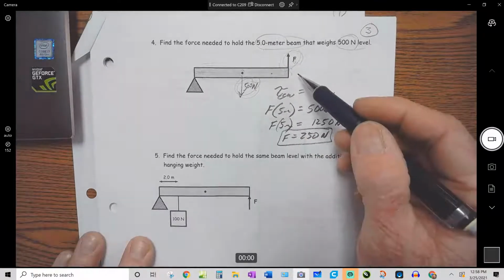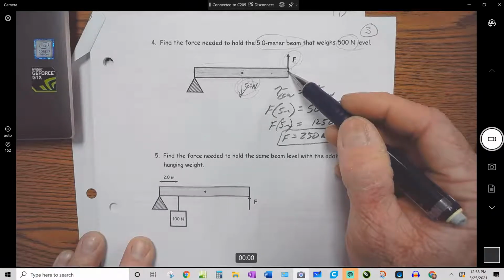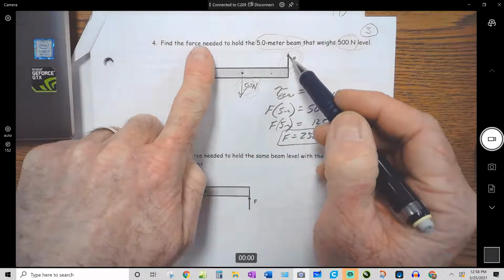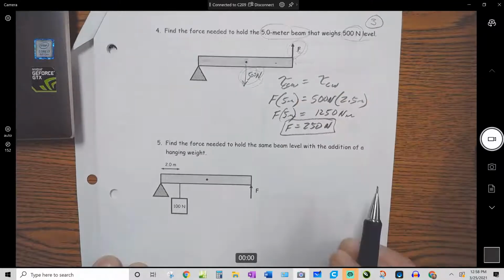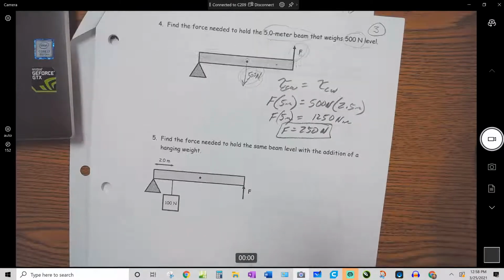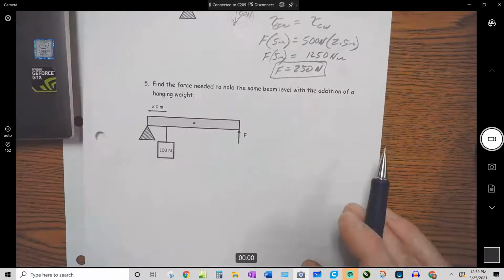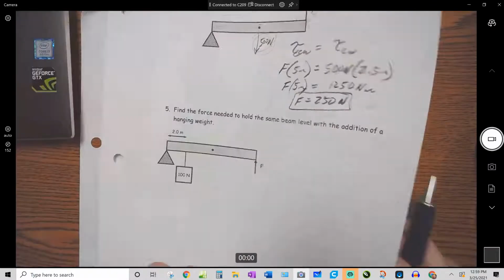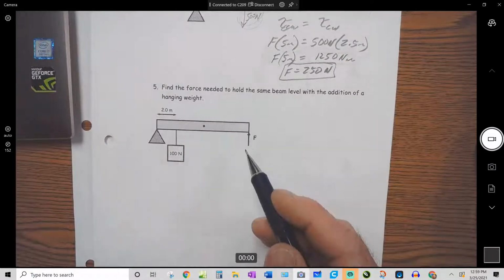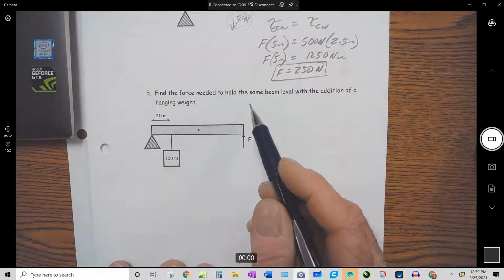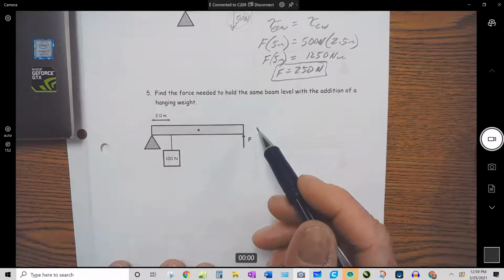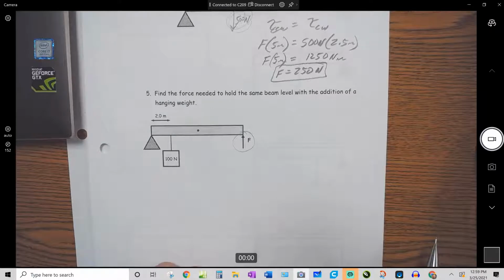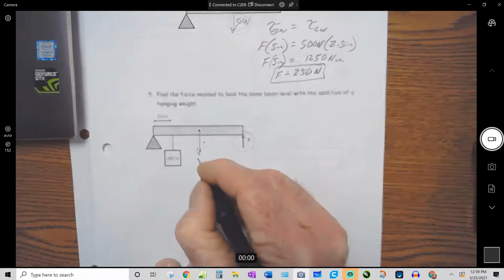So if you think about that, if you just want to hold it in place, it's like two people holding it up. One person's holding on the right, one person's holding on the left. And if they both apply a 250 Newton force, then they can hold it up. All right, now it's going to get a little bit harder. Find the force needed to hold the same beam level with the addition of a hanging weight. So I want to know what this force needs to be. And this is 500 newtons.